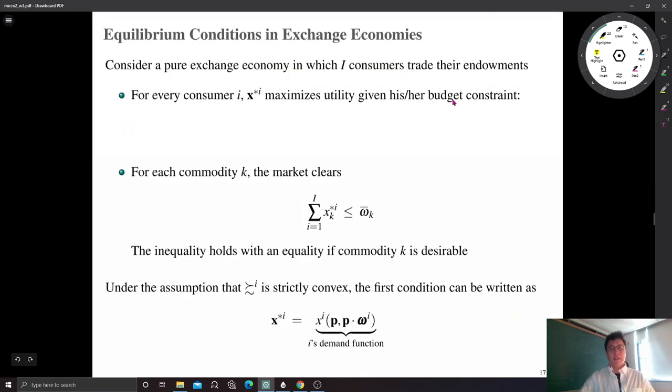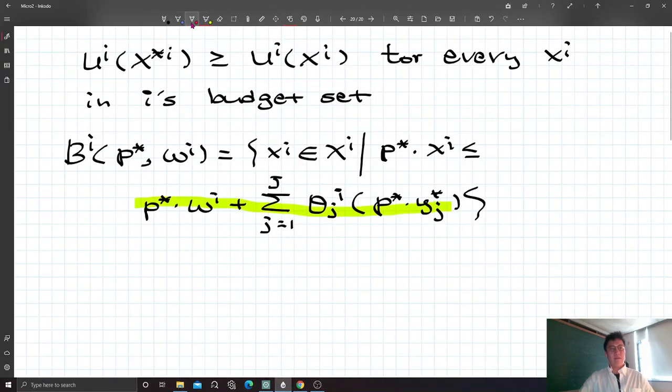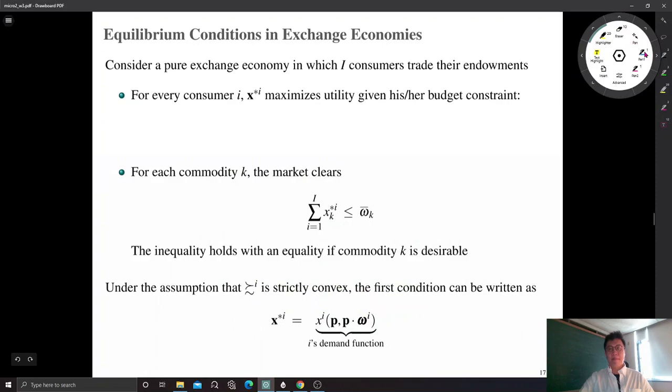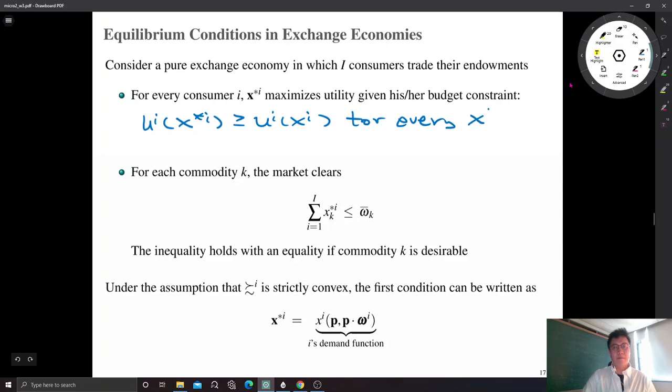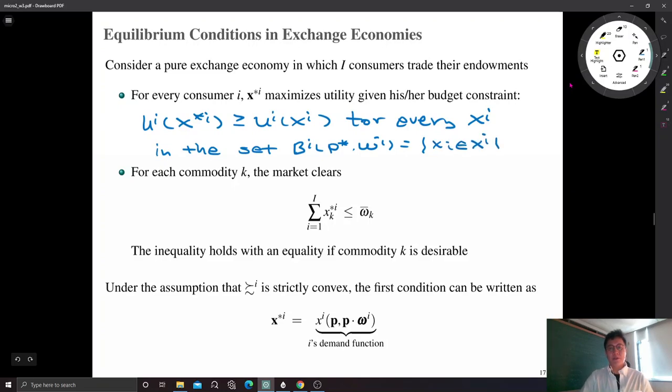So the utility maximization condition can be written as, because now we don't have to consider this part, consumer i's bundle x i star maximizes consumer i's utility for every i, over every x i in the set B i of p star and omega i, the consumer i's budget set. Now that can be written as the set of possible choices such that the bundle must be affordable.